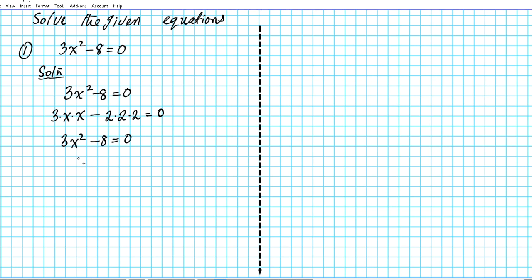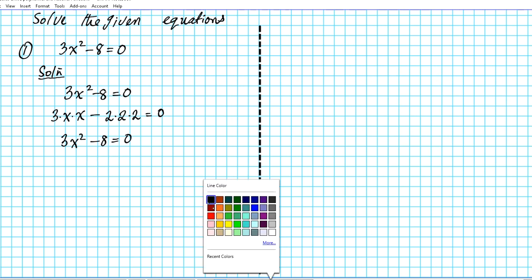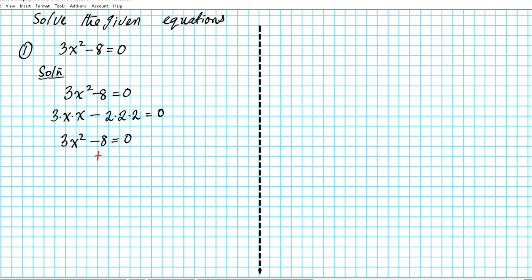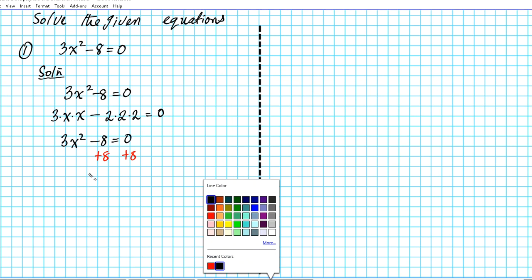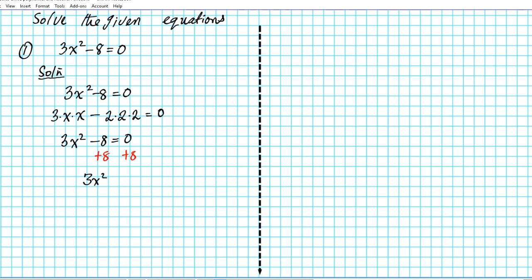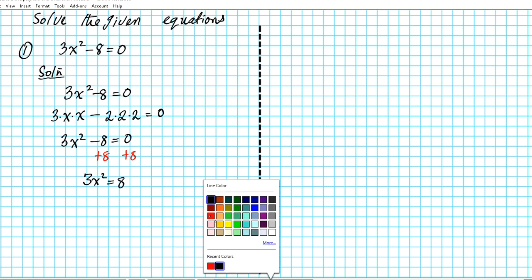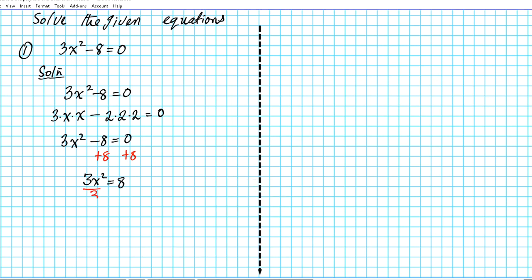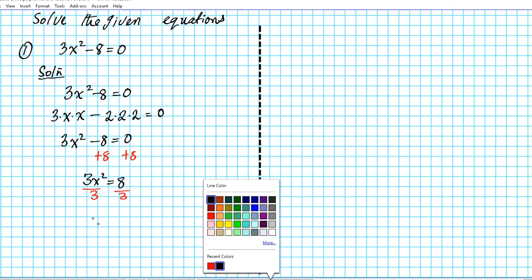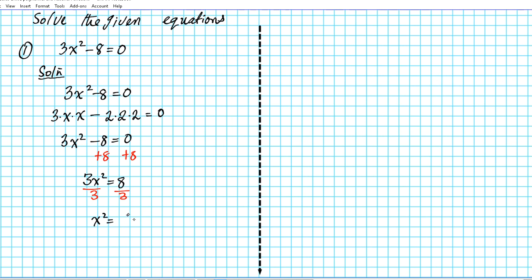Alright, let's go ahead and isolate x. We're going to be adding 8, dividing by 3, and taking the square root to solve this particular equation. Alright, so let's go ahead and do it. So first things first, we're going to add 8 to both sides of the equation. So that gives us 3x squared equals 8. And then we're going to proceed to divide both sides by 3. So divide by 3, divide by 3, and that yields x squared is equal to 8 over 3.